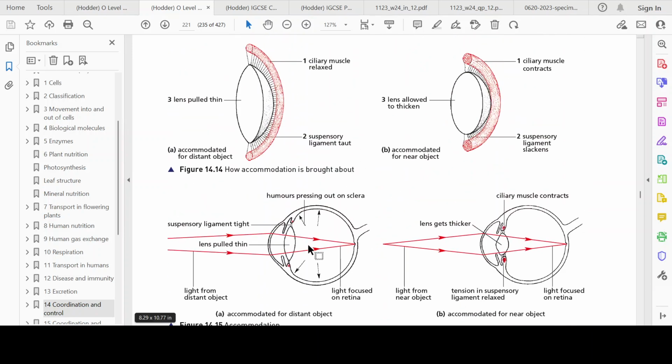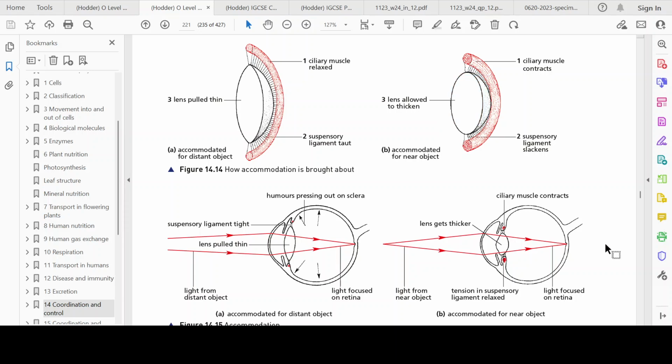So in this one, light is coming from a distant object. Okay, the ciliary muscles are relaxed, the lens is pulled thin, the light is refracted less, and it focuses on the retina. Now, if you're focusing on something that is nearby, the ciliary muscles contract. That allows the lens to become thick, which means it will refract the light more. There's more refraction, and so that will help the light to focus again on the retina, right?